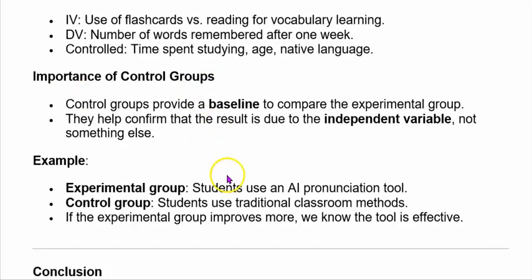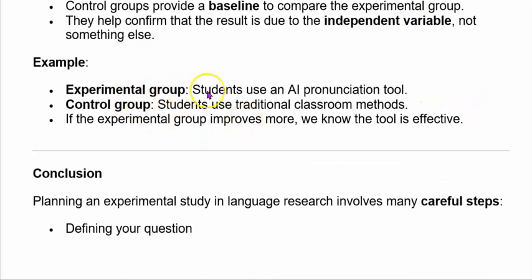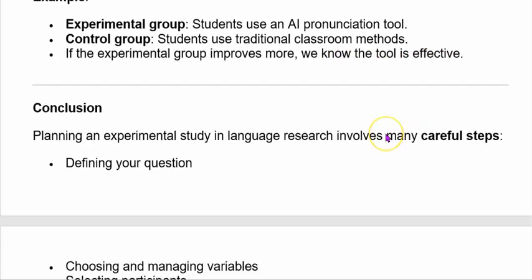Importance of control groups. Control groups provide a baseline to compare the experimental group. They help confirm that the result is due to the independent variable and not something else. Example, experimental group, students use an AI pronunciation tool. Control group, students use traditional classroom methods. If the experimental group improves more, we know the tool is effective.